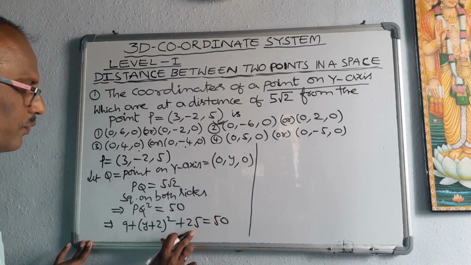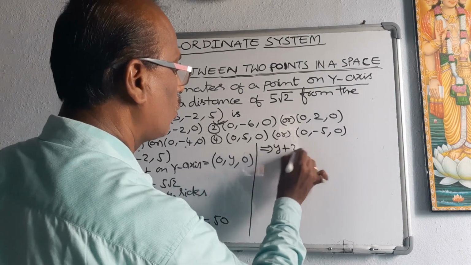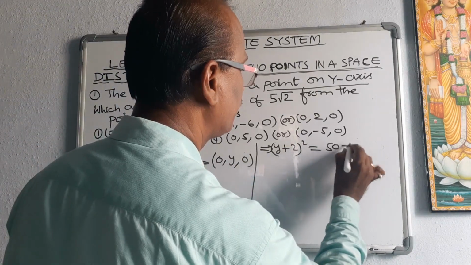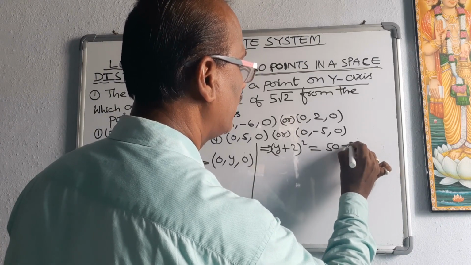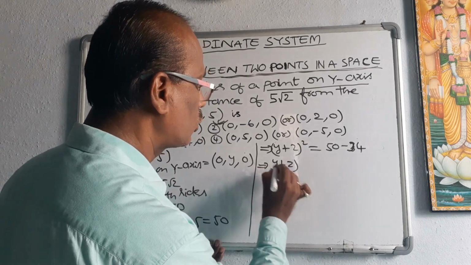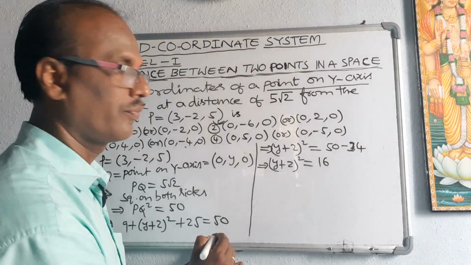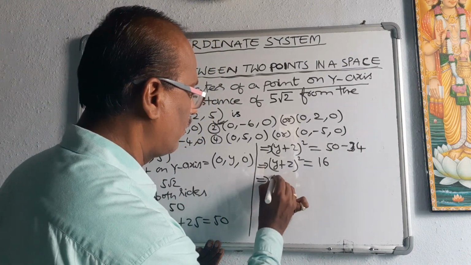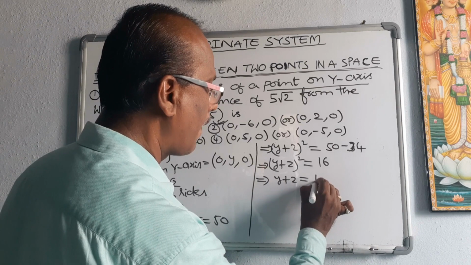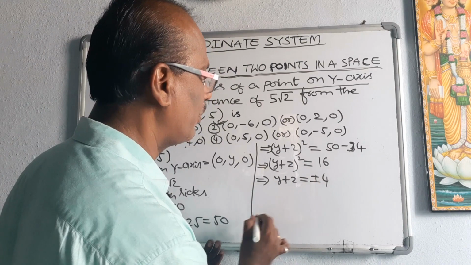9 plus 25 is 34. (y plus 2) whole square is equal to 50 minus 34, the value is 16. So y plus 2 is equal to root 16. Root 16 value is plus or minus 4.